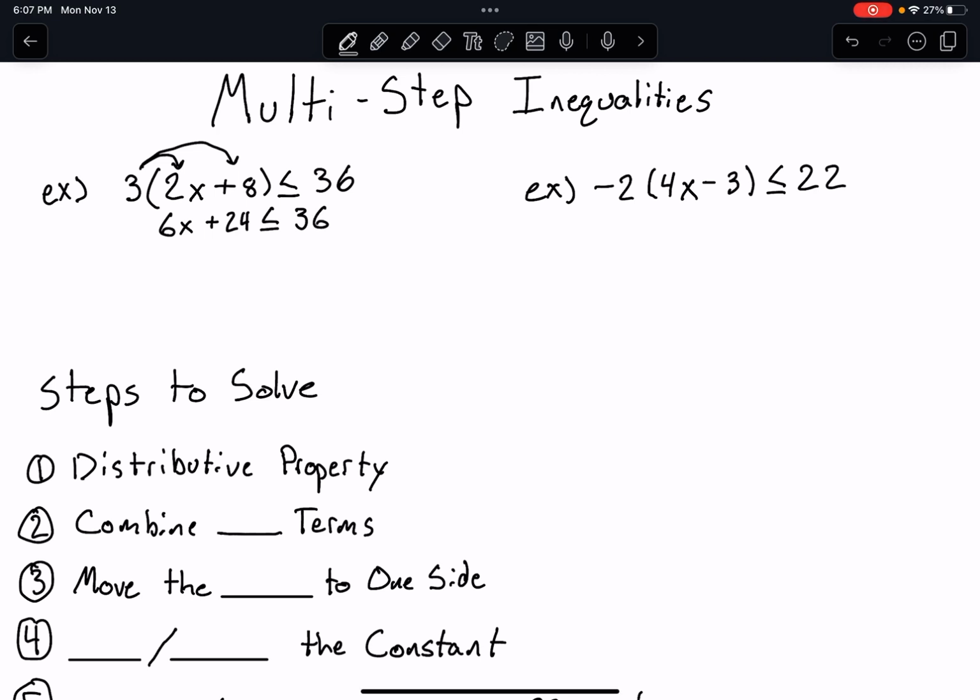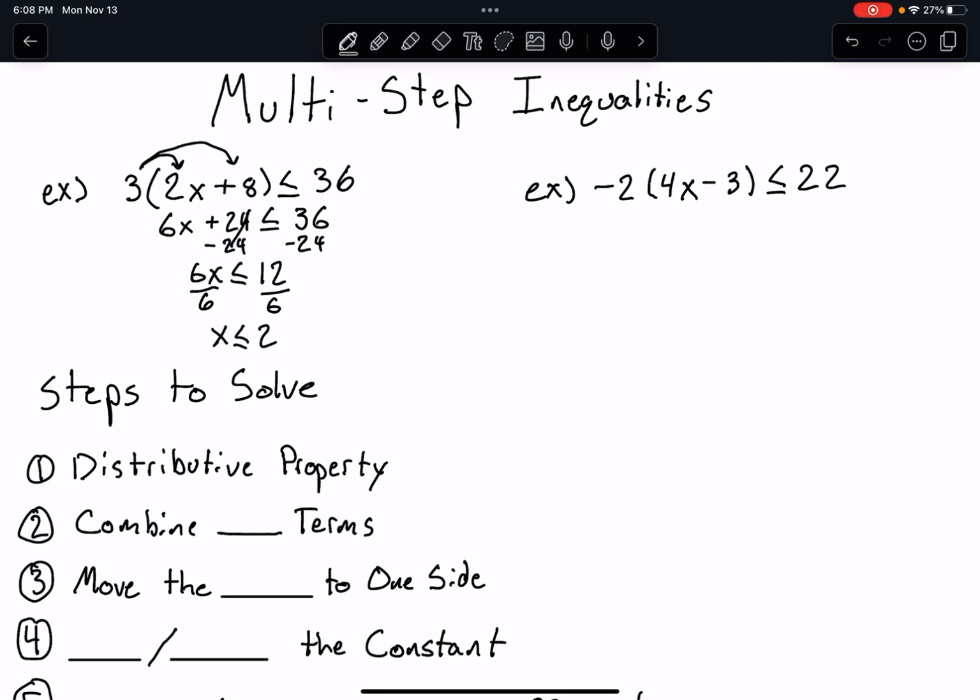36. Then it's just like any other two-stepper, so we're going to subtract 24, and 6x needs to be less than or equal to, looks like 12. Divide by 6, and we have x is less than or equal to 2. X is less than or equal to 2.